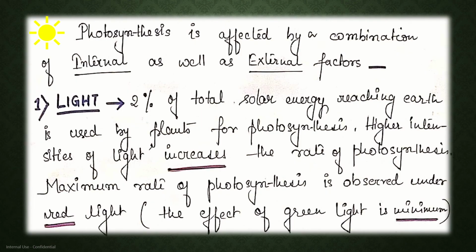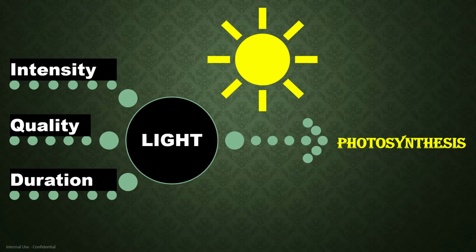Now, light has got three parameters to it: intensity, quality, and duration. First, let us talk about light intensity. The total quantity of light incident on plant does not get absorbed. Rather, a part of it gets absorbed and some part of it gets reflected, while some gets transmitted.